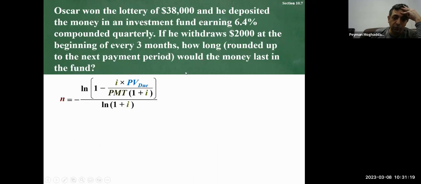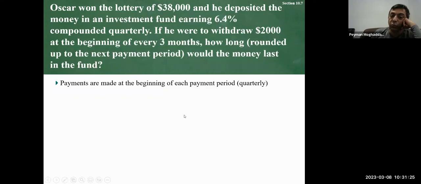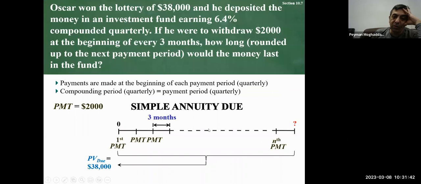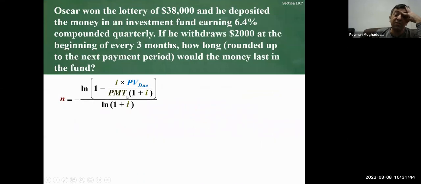So we go to the equation. It's the present value due, right? So we go to the present value due equation right here. It's going to be n equal to minus ln of 1 minus I multiplied by PV due divided by PMT times 1 plus I, divided by ln of 1 plus I. Okay, so we use this equation, present value due. And then we just put the values there, right?